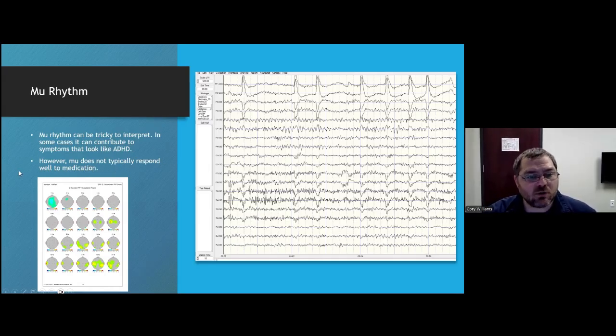When you do your maps, you get to see it in what's sometimes called the owl eye pattern, right? It's these two eyes right in the middle of the head, okay? Mu rhythm doesn't really respond well to stimulant medication. Mu rhythm does respond, at least in one study, to intranasal oxytocin.